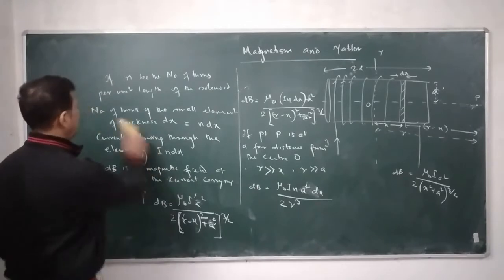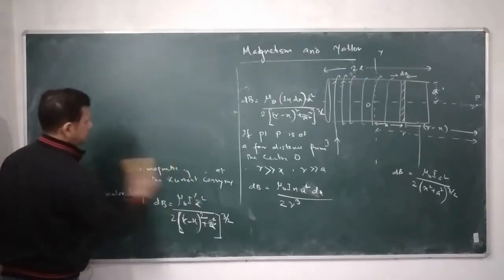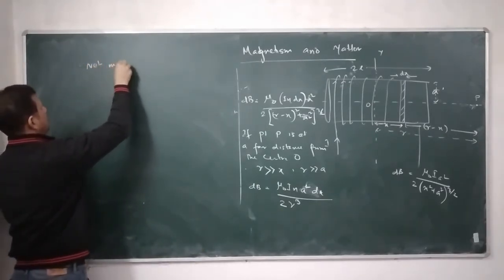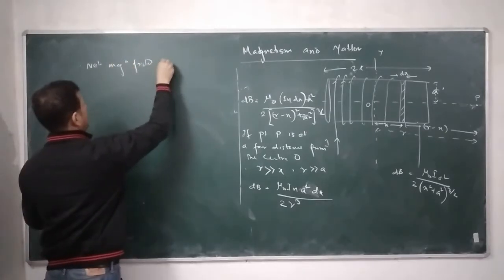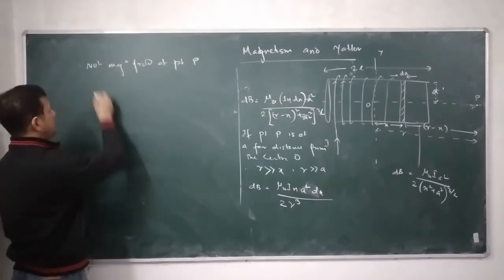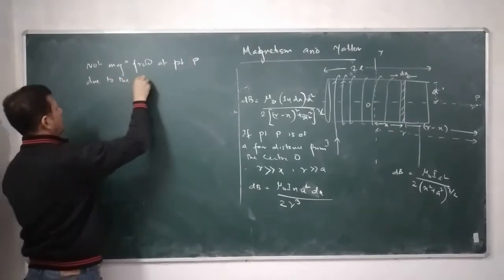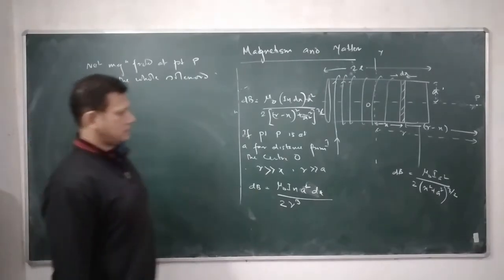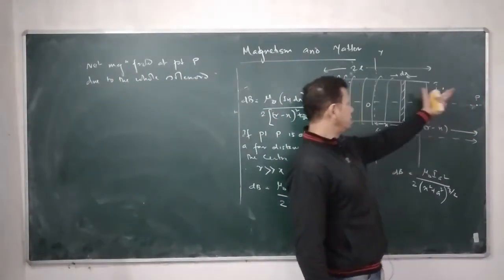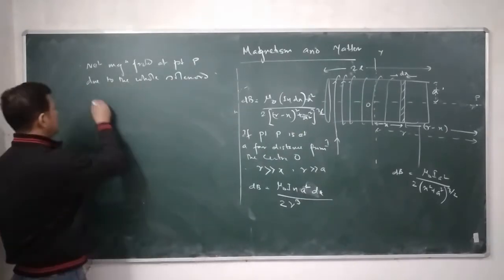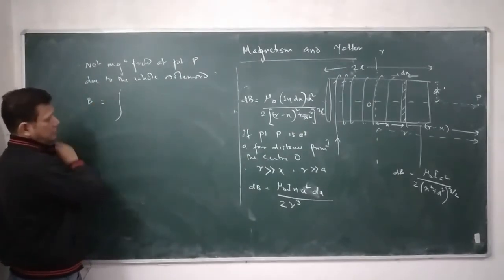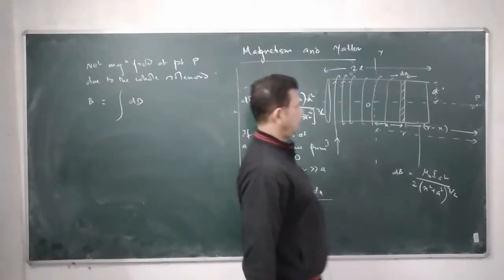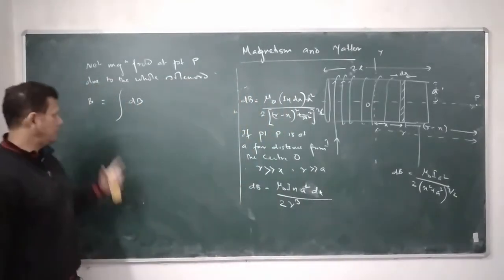Therefore, the net magnetic field at point P due to the whole solenoid. So lastly, you have to find out the magnetic field at point P due to the whole solenoid. Definitely to find that, you have to do integration of dB. So you have to now put the lower limit and the upper limit.